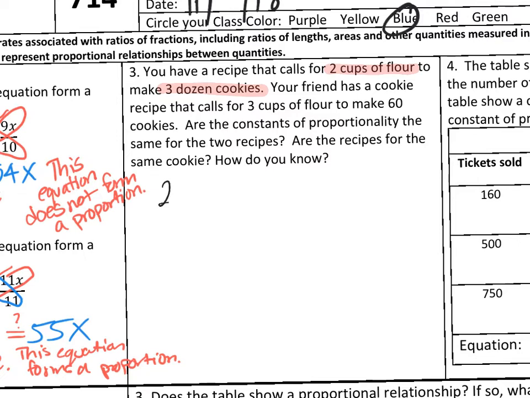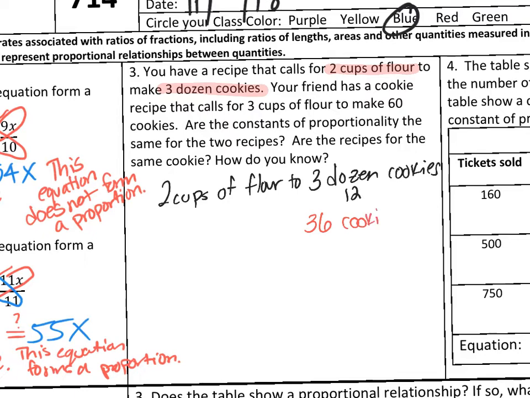So if I have 2 cups of flour, and I have 3 dozen cookies, how many cookies do I have in total? Well, Charles already told us there's 12 in a dozen. 3 times 12, we know because we've done a million multiplication charts in here. 36 cookies. I was going to put 36 dozens. So we have 36 cookies for how many cups of flour? 2 cups of flour.